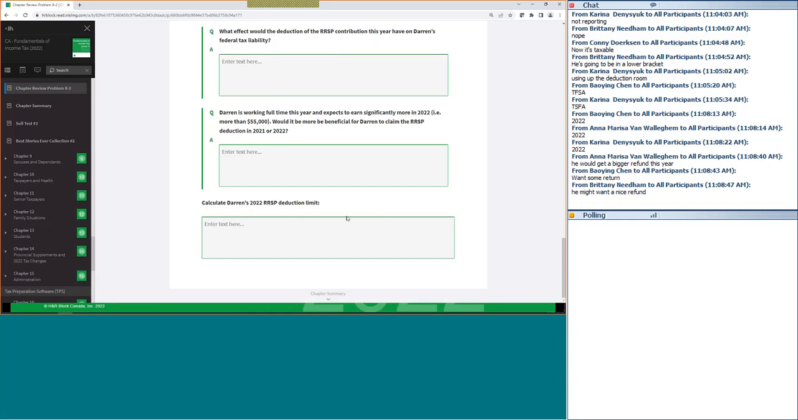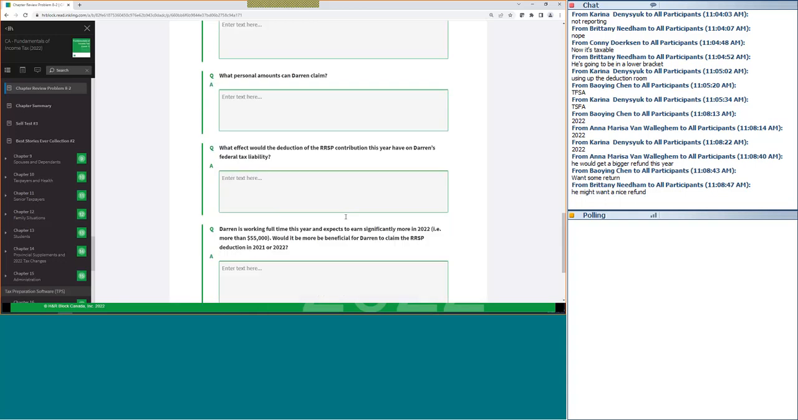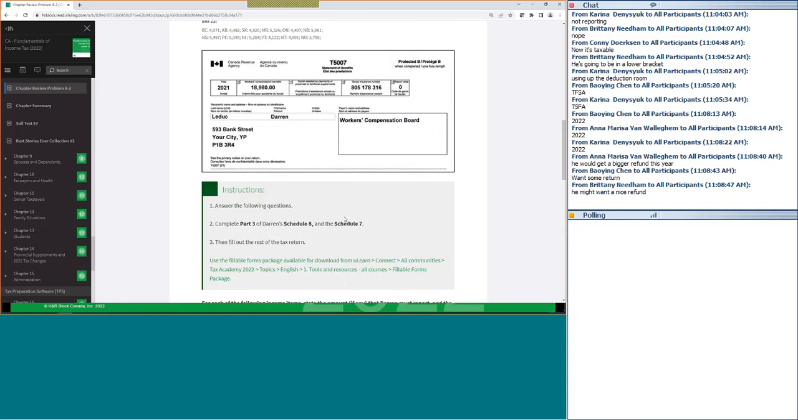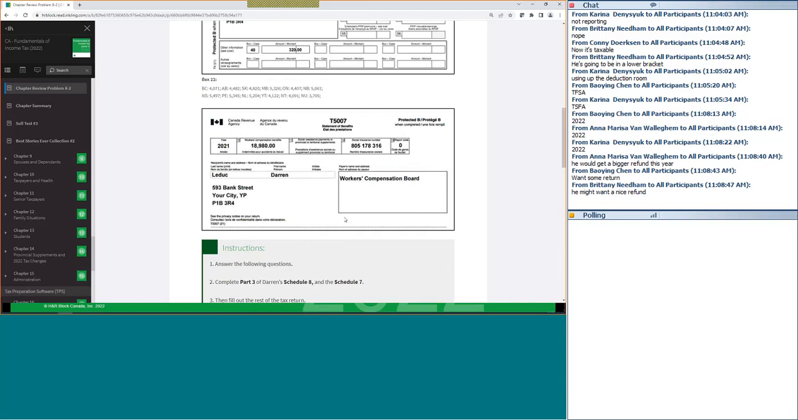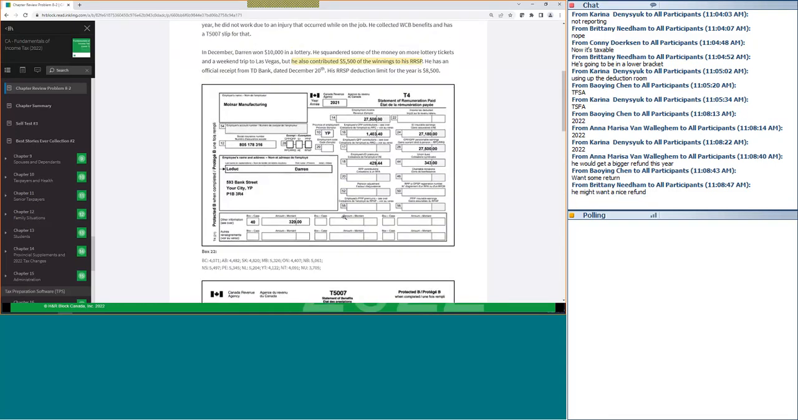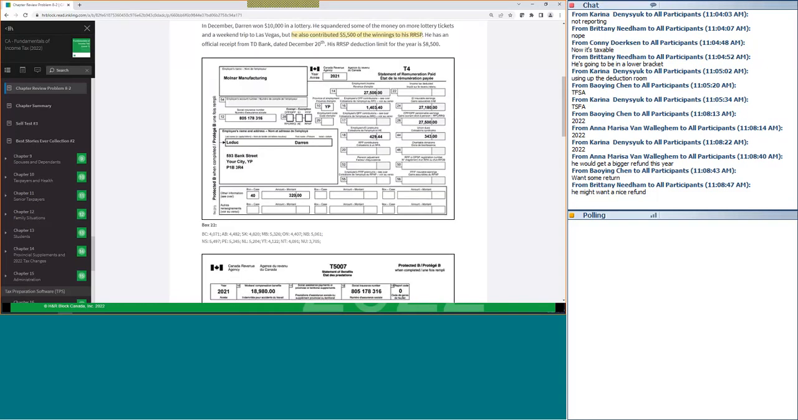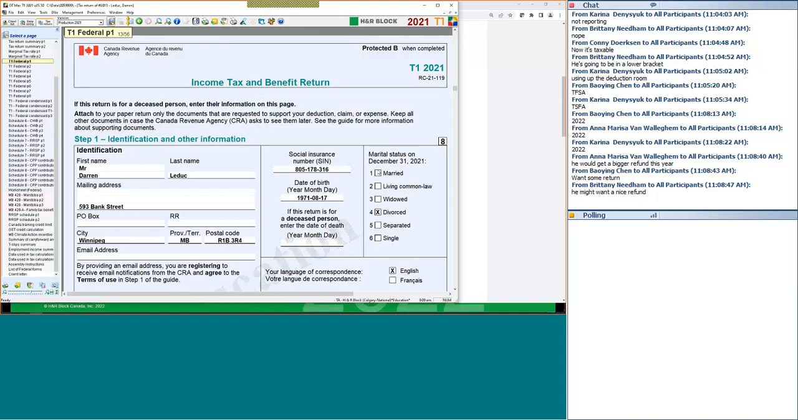And then calculate his 2022 RSP deduction limit. That one you might have found a little bit tricky, but essentially what you have to do is look at how much income he had of the right sorts of income, and then you have to look at any other adjustments. So you're going to look for things like pension adjustments as well. In this case, he didn't have one, but don't forget to look there. All right, let's take a look at the return for Darren.